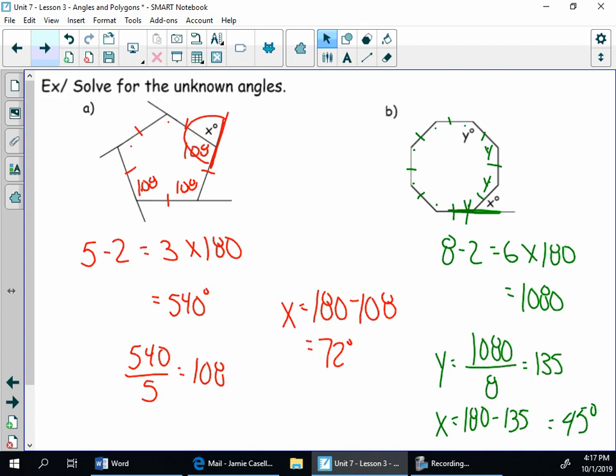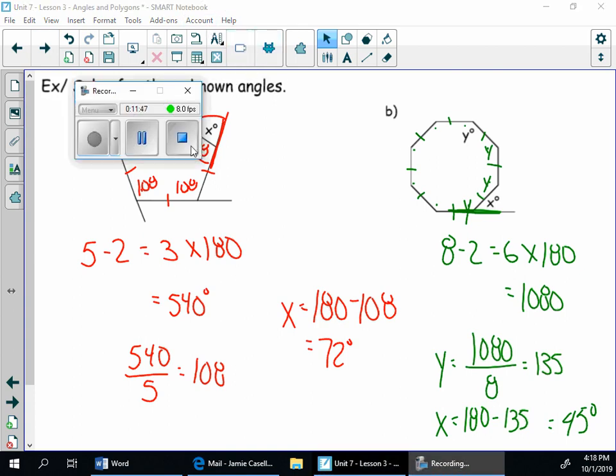Okay. So our objective today is to figure out angles inside polygons. Our big trick is remembering this formula. Count your sides, subtract 2, to figure out how many triangles you have, times by 180, and you'll always know the sum of your angles. After that, it's just the same ideas as previous, inside and outside lines.